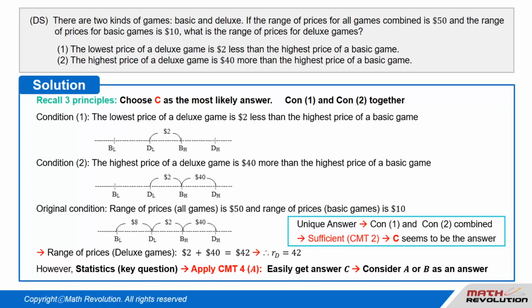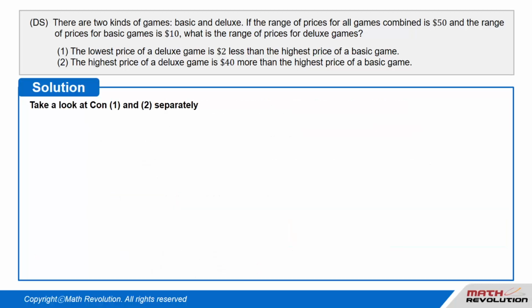However, since this is a statistics question, which is one of the key questions and inherently more difficult, we should apply CMT4A, stating if the answer C is found too easily, either A or B should be considered as an answer. Therefore, let's take a look at each condition separately.